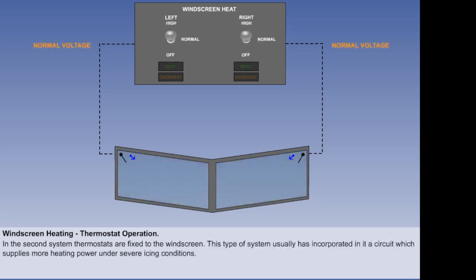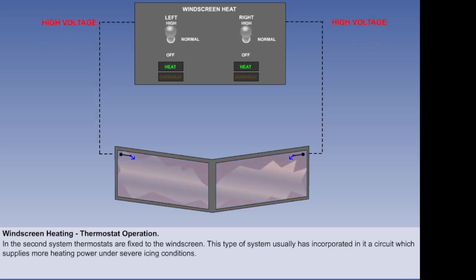In addition to the normal temperature control circuit, this type of system usually has incorporated in it a circuit which supplies more heating power under severe icing conditions when heat losses are high. When the higher power setting is selected, the supply is switched to a higher voltage output, thus maintaining the normal operating temperature.